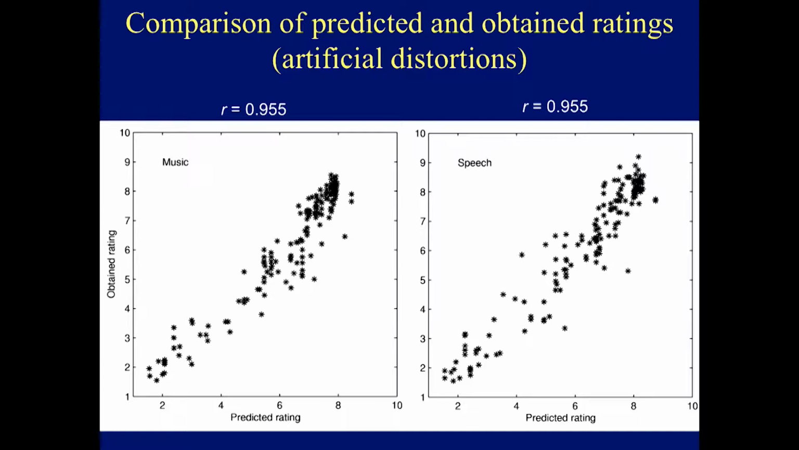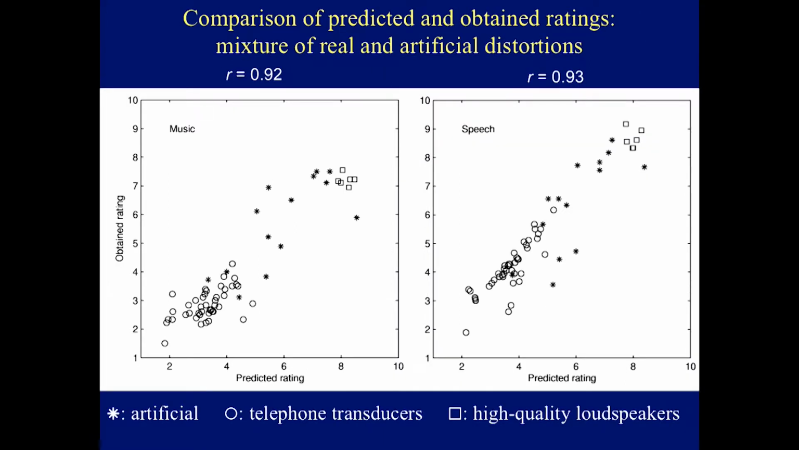Now, these ratings were gathered in 2 separate sessions, and if you look at the average rating for the first session and the second session, the correlation was about 0.95. So basically, we can't expect to do any better than this. These predictions are essentially perfect. So the model can do very well for these artificial types of distortions. Now, we also extended this to do some measurements with real linear distortions, and we did this with 2 types of transducers. One was telephone transducers.